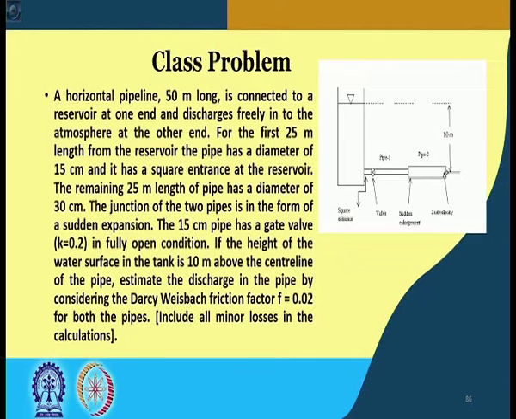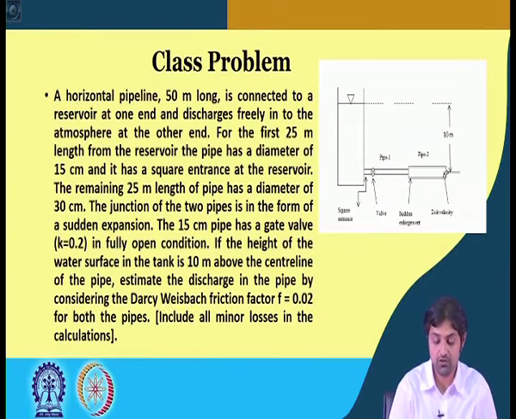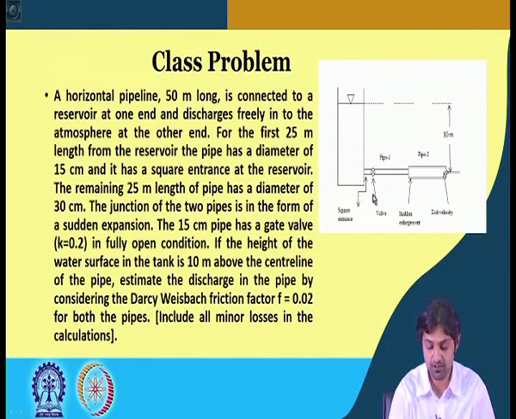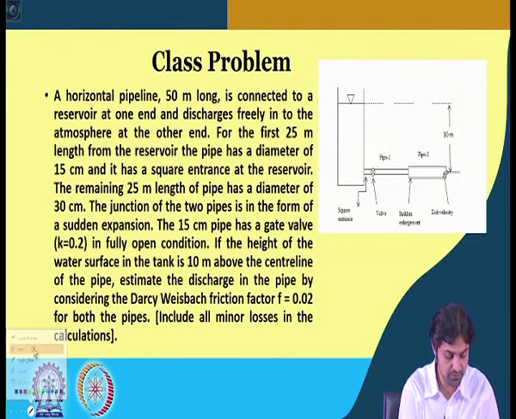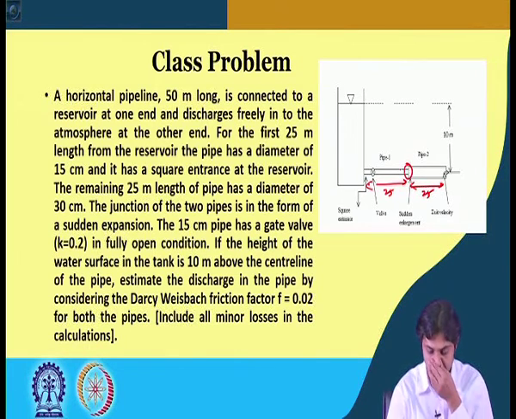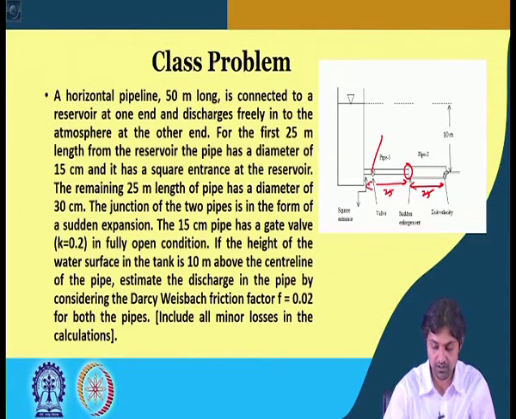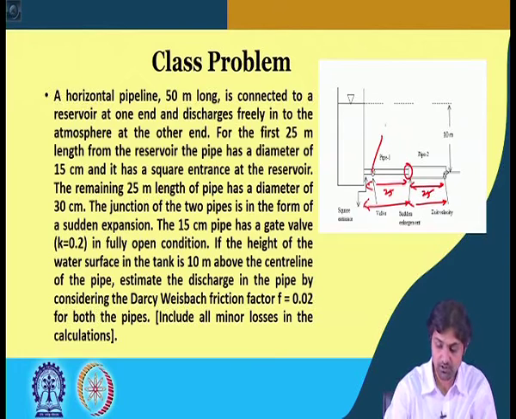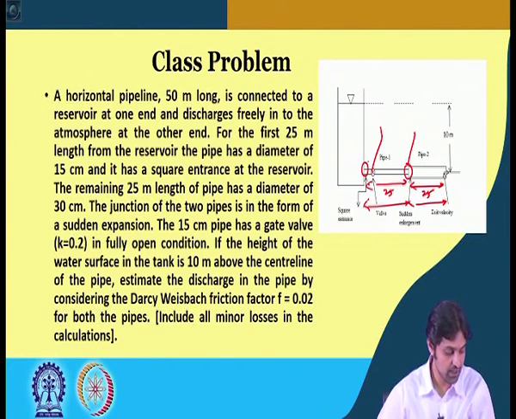So there is a reservoir. It is connected to a pipe. The pipe is in two different areas, in two different diameters. The total length is 50 meters, but this section is 25 centimeters having a different diameter, and this has a different diameter. There is a sudden expansion. There is a valve here. There are going to be major losses here and here. Minor losses will be at this particular point here, here, and there will also be a minor loss at the square entrance.